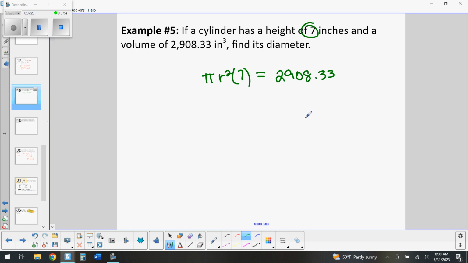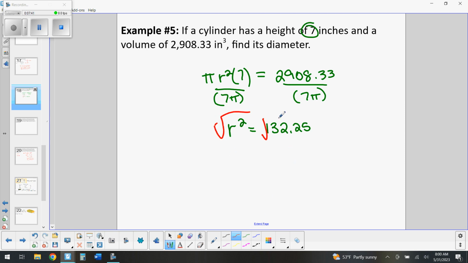So what I'm going to do is I could either divide first by 7 and then by pi, or by 7 pi. I'm going to put that inside parentheses so I know it divides by both together. When I do that, I get r squared equals 132.25. Now when I take the square root of both sides, I get r is 11.5. And they asked for the diameter, so I'm going to double that. So the diameter is really 23 inches.